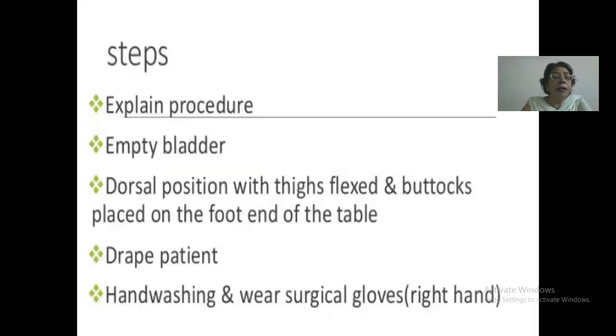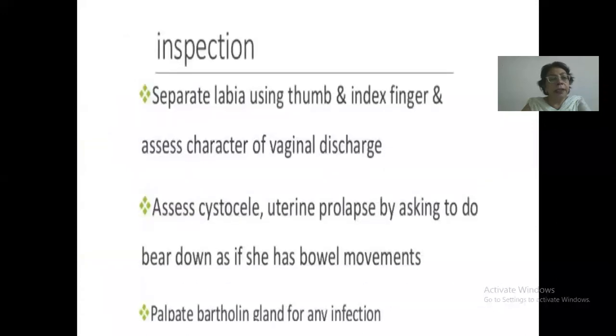Now, the steps are, before doing a PV examination, always explain the procedure to the patient. You always ask her to empty her bladder, put her in a dorsal position with thighs flexed and buttocks placed on the foot end of the table, and tell her to move down towards the foot end of the table, that is to come to the edge of the table on the foot end. Drape the patient, maintain privacy, hand washing, and wear surgical gloves on your right hand.